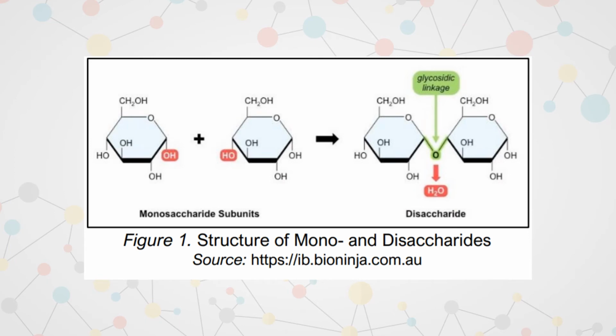So this is a picture of a glucose, another glucose. This is their structure. But once a glucose and another glucose combine with each other, they will form a disaccharide. They will combine through a glycosidic linkage. Once they combine, they will produce one unit or one molecule of a disaccharide, and this is what we call maltose.